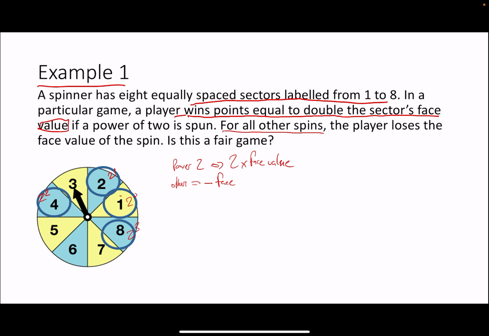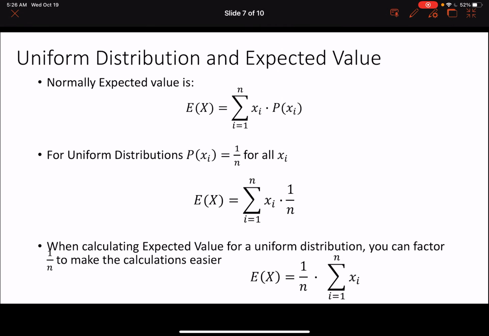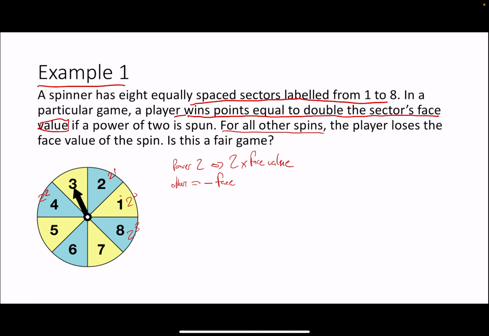Okay, so let's do expected value. What does expected value mean? Well, the probability of each one of these values is 1 over n. So the expected value is, if we look at the formula from before, 1 over n, number of outcomes, multiplied by the sum of all the values. So let's go ahead and do that.